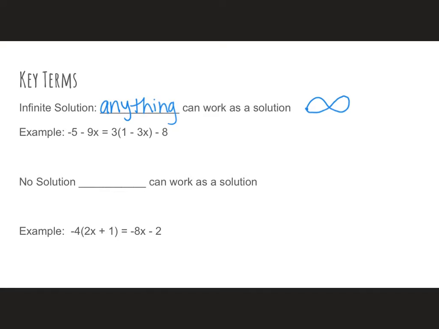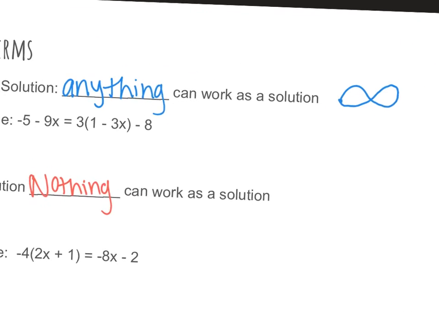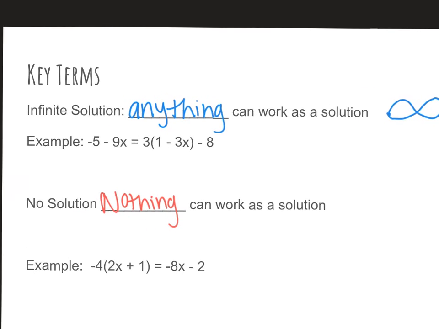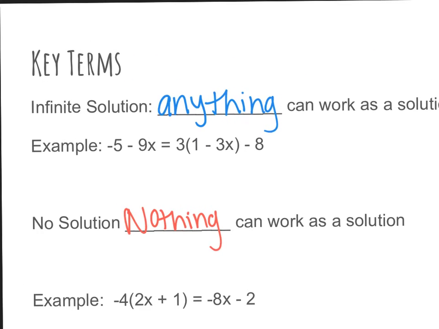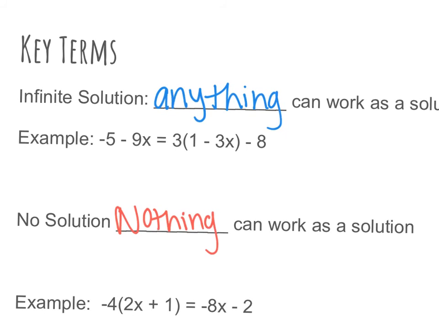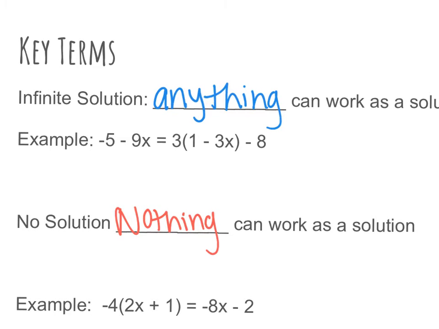And then for our no solution problems, that's nothing can work as a solution. There is no number that can make that statement or that equation true. And again, you'll see how that looks. We're just going to do one example of each, because once you see them, you'll understand it. The solving part is the exact same as what we've been doing. I will go through the steps still as a refresher or a reminder from our last videos.